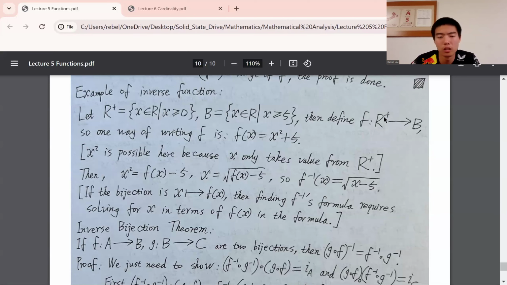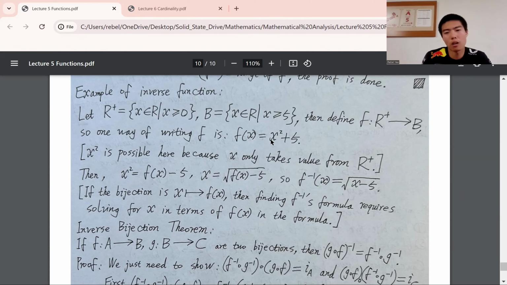Define the function from the non-negative real numbers to B. And there are infinitely many ways of writing f, like we can define f that goes from this set to this set, but we define f of x equal to x squared plus 5. So here, somebody will say, well, the x squared might not be 1-to-1, right? Because remember, the shape is a U shape, and it takes two different x values to the same value. But in this case, it's defined on the non-negative numbers, so it can only be the right-hand side, which is bijective, so it must have an inverse function.